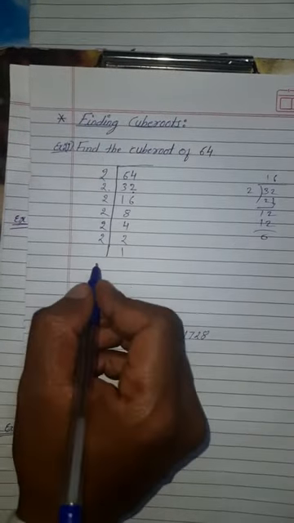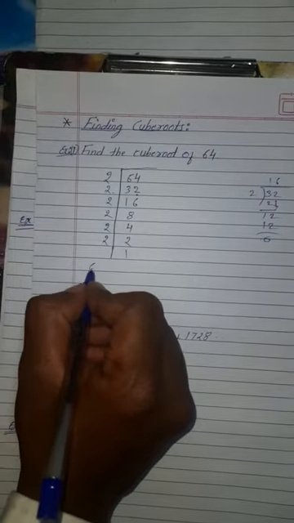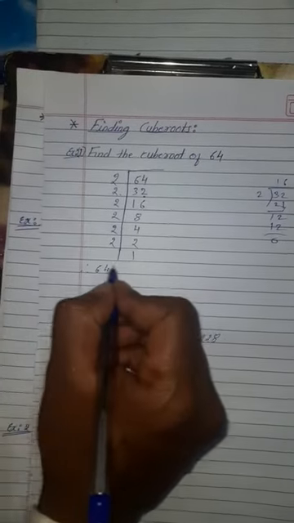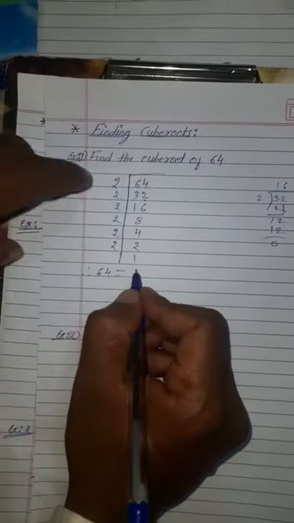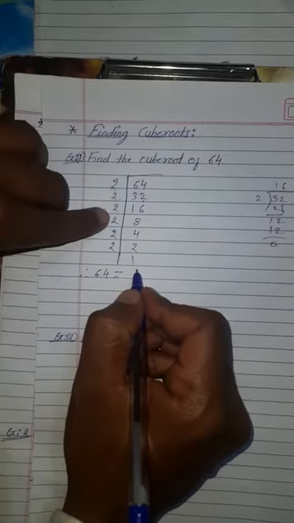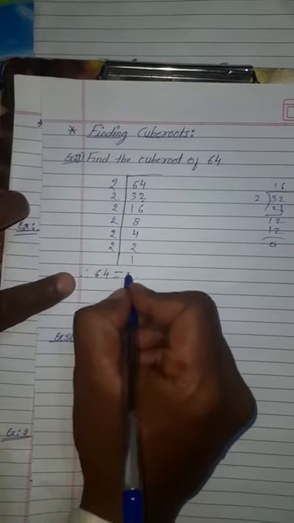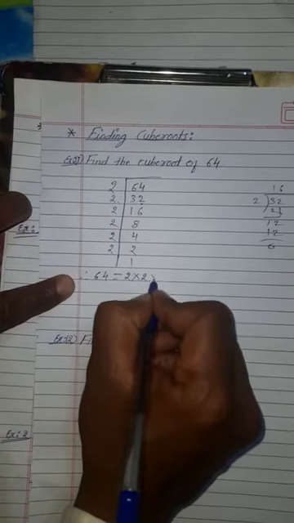Now the factors of 64. What are the factors of 64? They are 1, 2, 3, 4, 5, 6, that is, 2 six times. We have to write 2 here.